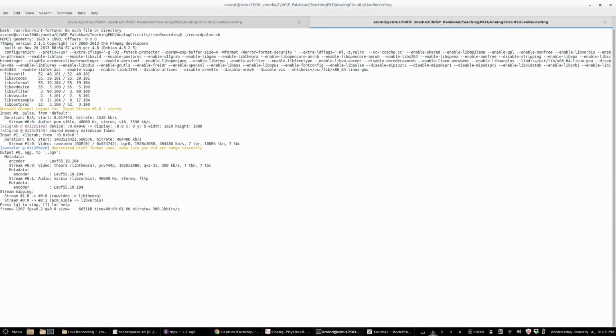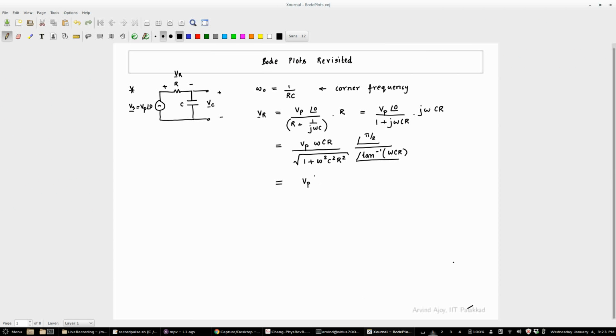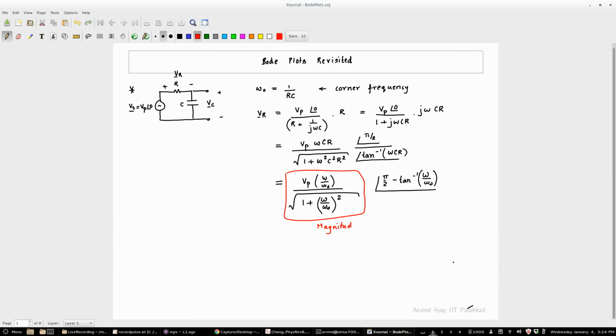The numerator has an angle of pi by 2 corresponding to the j, and the denominator has an angle of tan inverse omega CR, which effectively gives you Vp into omega by omega 0 divided by square root of 1 plus omega by omega 0 the whole squared, and an angle which is given by pi by 2 minus tan inverse of omega by omega 0.